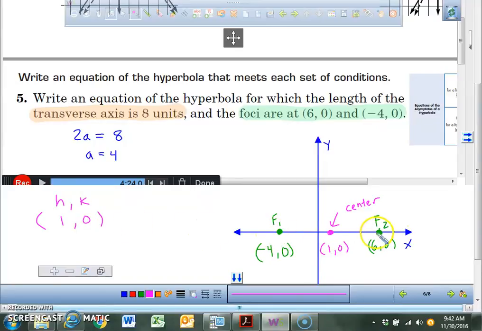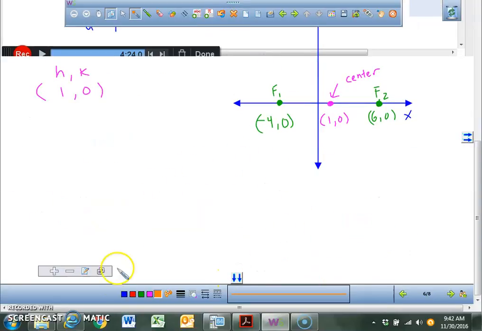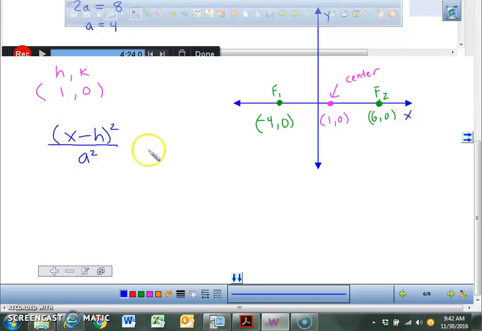Now, if the foci are located on the left and the right, that means your hyperbola, if we were to draw it in eventually, would probably look something like this, okay? Which means it's going what? Left and right. So I need you guys to build your equation. x minus h squared over a squared minus y minus k squared over b squared equals 1.